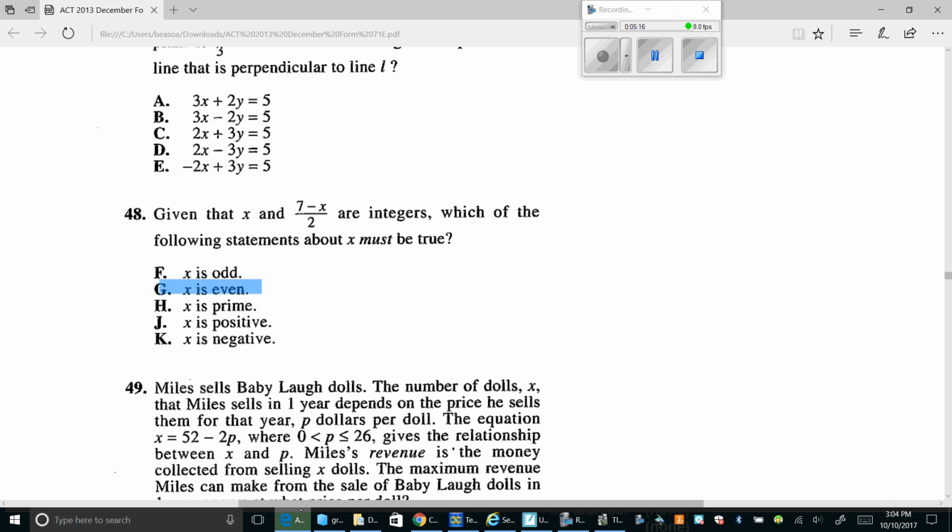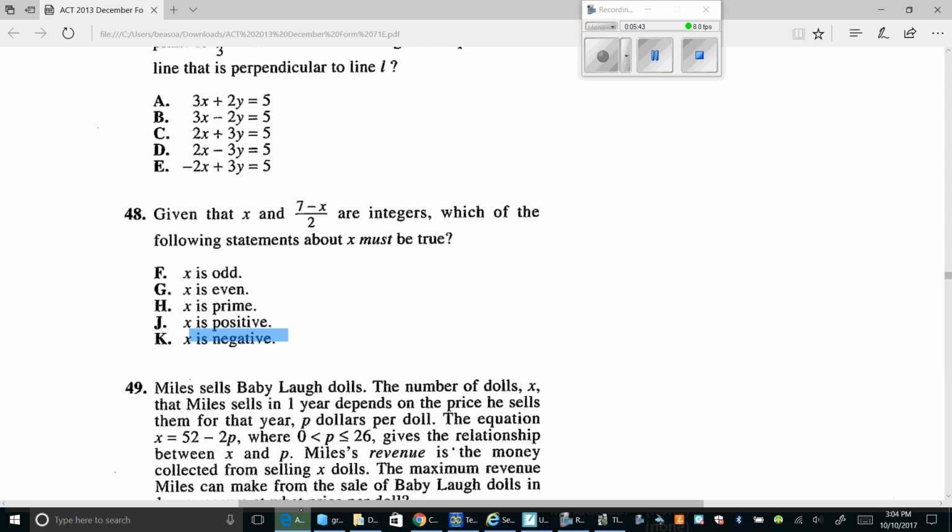So 5 works. 5 is odd. G is out because it's not even. 5 is prime. 5 is positive. And K is out because 5 is not negative. So not even, not negative. Let's try something else. Let's see if we can find something that's maybe not a prime number. How about 1? 1 is not prime. 7 minus 1 is 6, divided by 2 is 3. So prime's out.